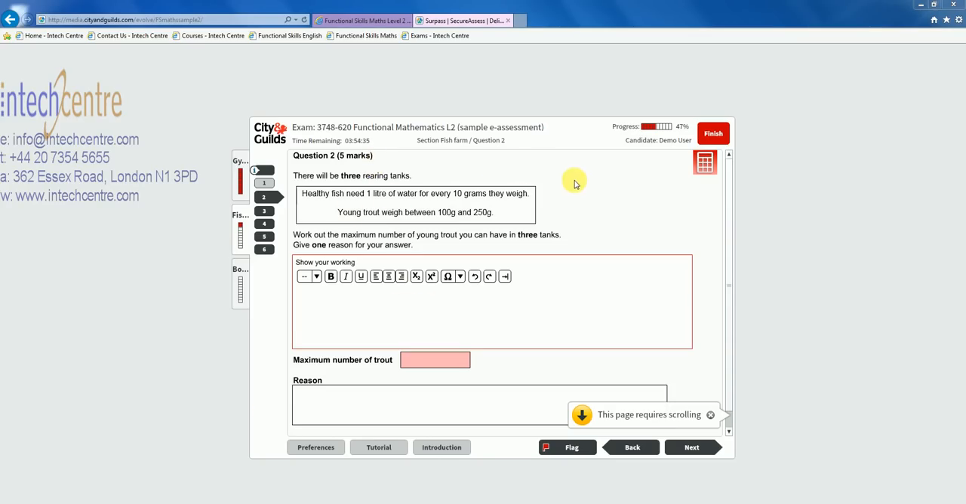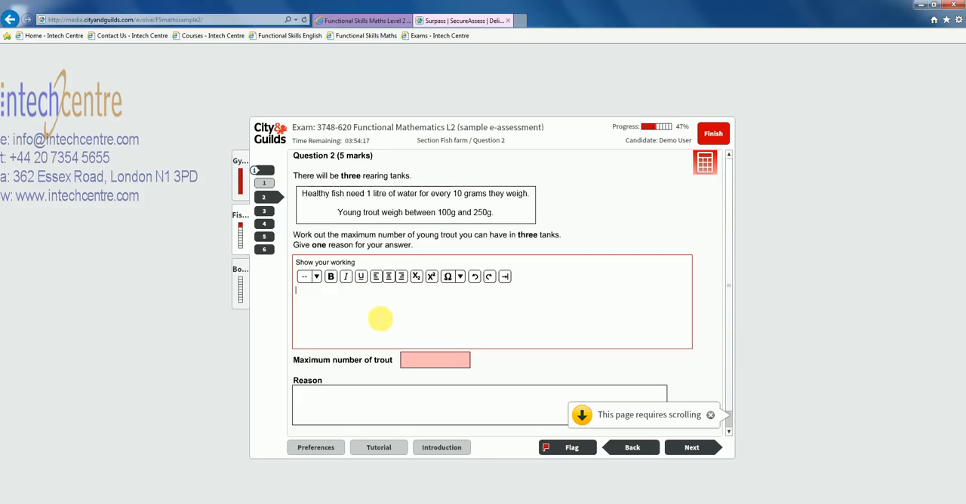There will be 3 rearing tanks. Healthy fish need 1 litre of water for every 10 grams they weigh. Young trout weigh between 100 grams and 250 grams. Work out the maximum number of young trout you can have in 3 tanks. Give 1 reason for your answer.